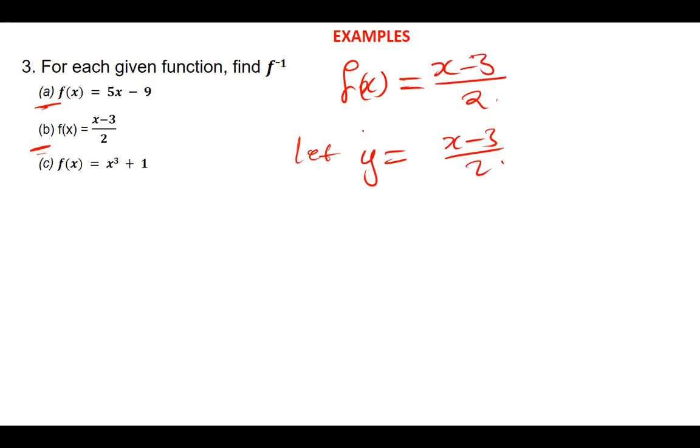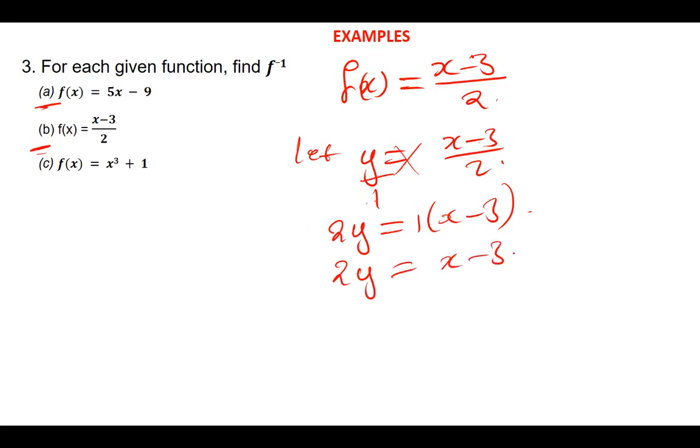Now, after making y equal to this, we are going to make x the subject of the formula in this expression. So we're going to cross multiply here. We say y times 2, you're going to get 2y is equal to 1 times everything there, which is x minus 3. Then making x the subject of the formula, you just take this negative 3 to the other side, and hence you have 2y plus 3 is equal to x. And what you now have to do here is change this x and make it f of x, and then replace y with x.